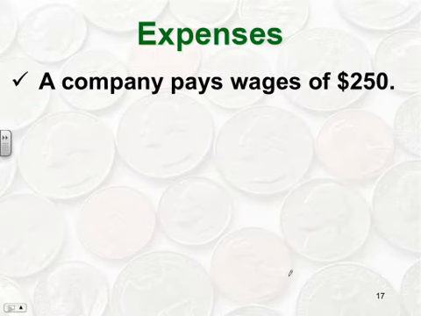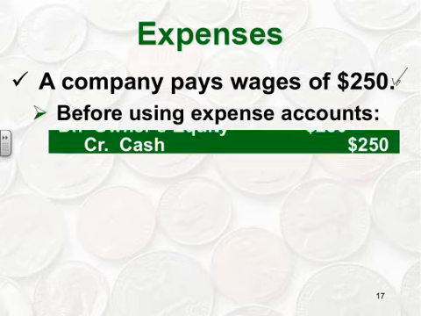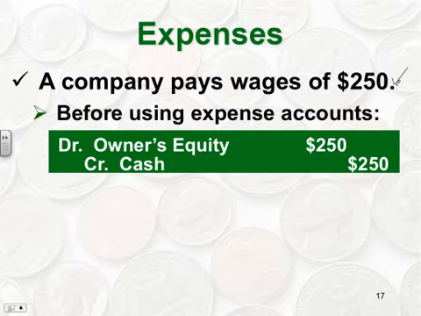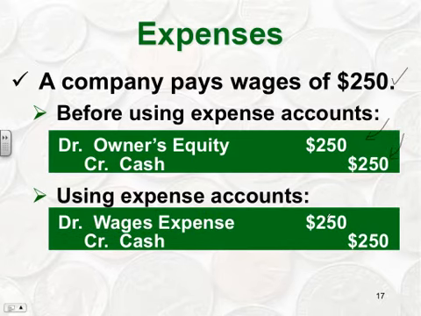Okay, so here are some examples of expenses. Company pays their employees. That's an expense. When you have salaries or wages, those are an expense. Before, we would have debited owner's equity because it's going down, and we would have credited cash because cash is going down. Now, instead of using owner's equity, we're going to use an expense account, but it's still a debit. Our debits still equal our credits here.